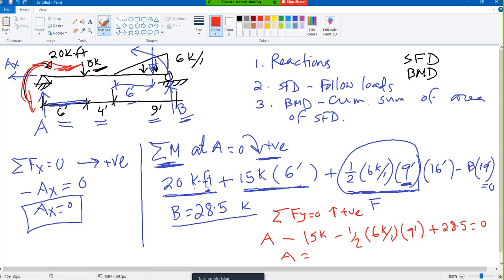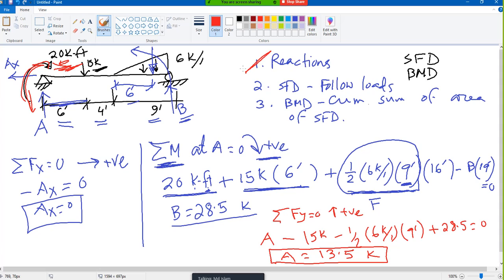Okay, so hopefully you understood. So 15 plus 28.5, I got 13.5 and I got a positive number. So it's good. Yeah, it was possible that you would get a negative number. If my concentrated moment is huge, then it will be negative. So you cannot memorize anything. If I say, instead of 20 kip per feet, I gave 200, I believe that A will be negative. So many things might happen. If you know the concept, very simple. Just follow the concept. Okay, so far what we did, step number one, reaction.